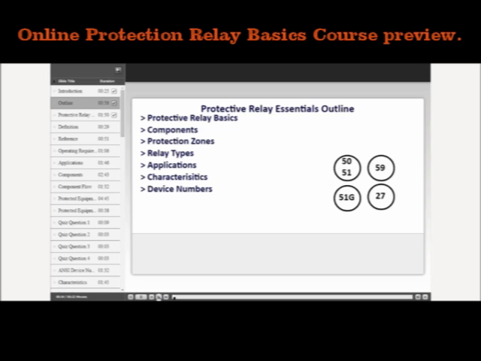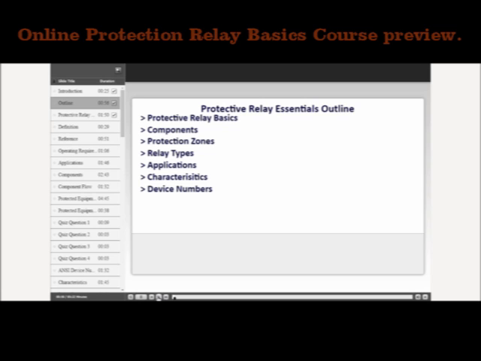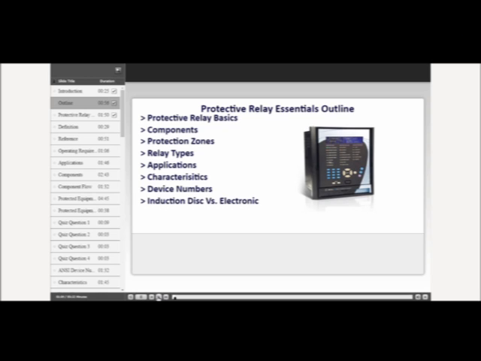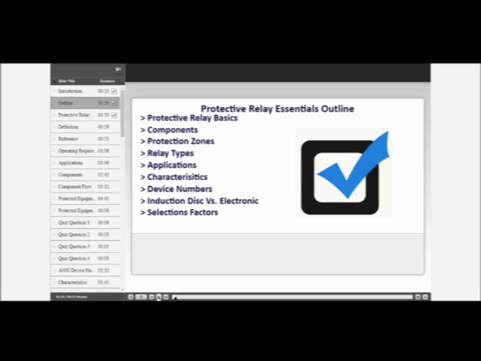ANSI uses a numbering system for different types of protection, and these will be handled. Throughout the module, we'll be comparing induction disk relays with solid-state and microprocessor relays. We will also include how microprocessor-based relays can combine protective features and include metering. Finally, we will go over the selection factors for protective relays, followed by a summary of the lesson.